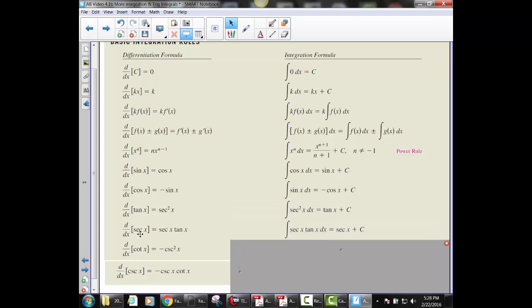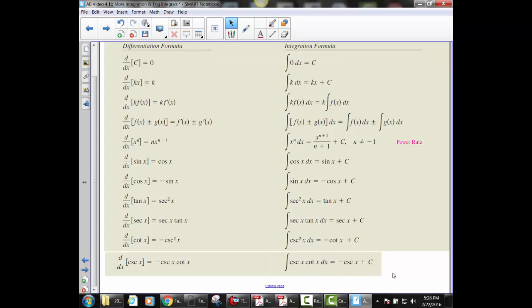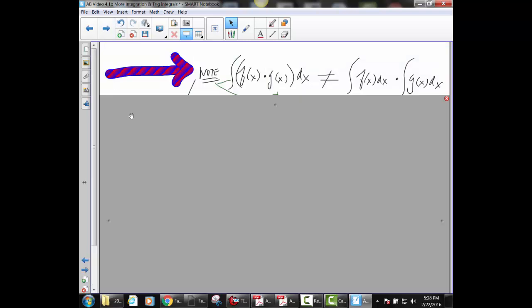All right, since the derivative of tan is secant squared, the integral of secant squared is tan, etc. Since the derivative of secant x is secant x tan x, the integral of secant x tan x is secant x. Since the derivative of the cotan x is negative cosecant squared, well then the integral of cosecant squared is negative cotan x. And finally, the derivative of cosecant x is negative cosecant cotan, so the integral of cosecant cotan is negative cosecant x plus c. Okay, so if you know them forwards, it's kind of like if you know that 3 times 5 equals 15, then you know 15 divided by 5 is 3.